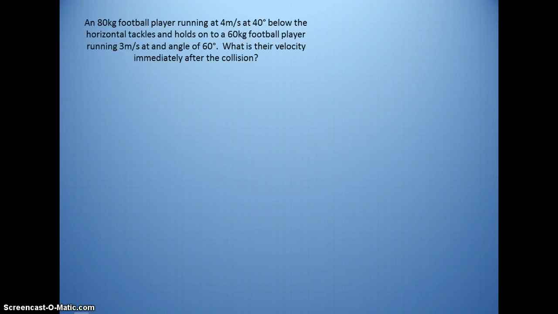So we'll start right away with a problem. The big difference between these problems and the previous video's problems is that the collisions are no longer at 90 degrees. They are at angles. So it's a little bit more cosine-sine action. That's about it. That's the only difference. We'll stay with the football players running towards each other and tackling each other.